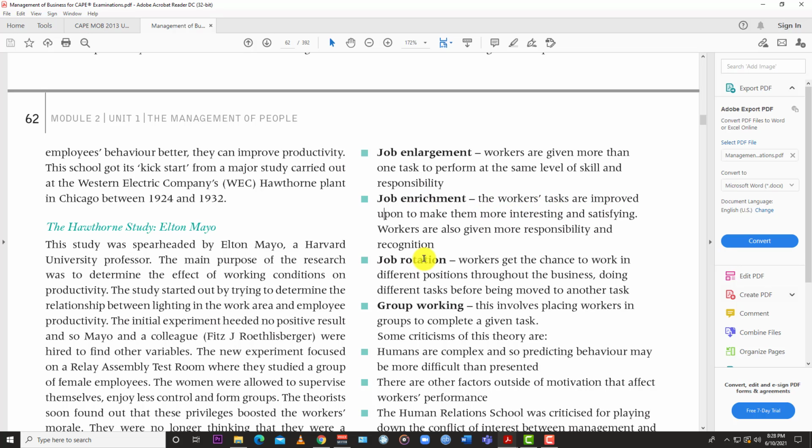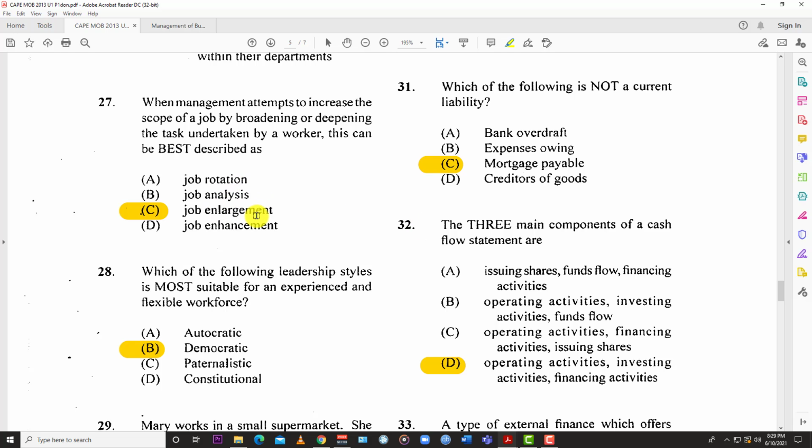The workers' tasks are improved upon to make them more interesting and satisfying. Workers are also given more responsibility and recognition. And job rotation, workers get the chance to work in different positions throughout the business, doing different tasks before being moved to another task. And that one is literal. So we have job enlargement because there's no job. It's not job rotation. Job analysis is not a thing like that.